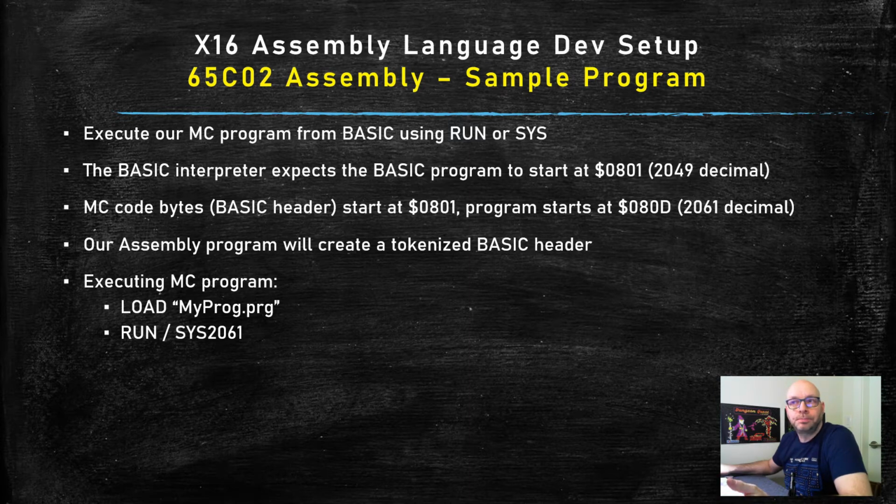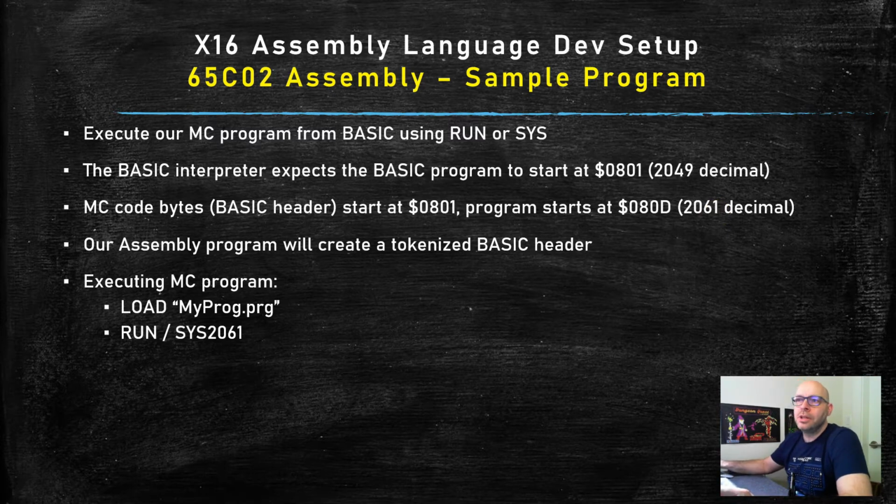So we're going to have, as you'll see in a moment, our assembly language program start at address 0801 as well. However, there are a couple more points we need to be aware of, such as point number 3 here, which says machine code bytes: basic header start at 0801 and program starts at 080D, which is 2061 decimal. So these numbers may or may not mean anything to you right now, but they're going to mean something to you in a moment once we get into our program.